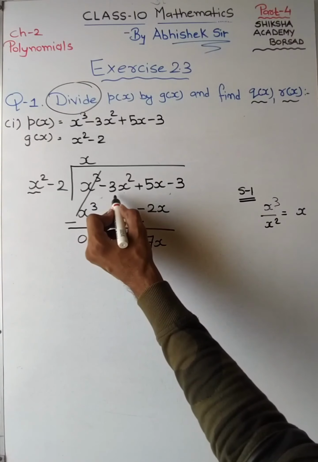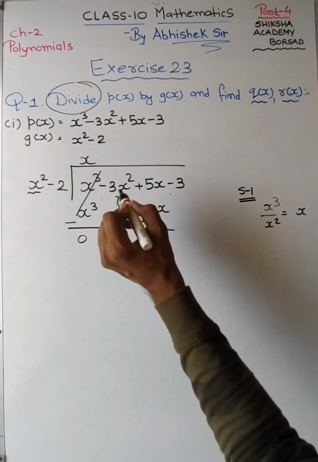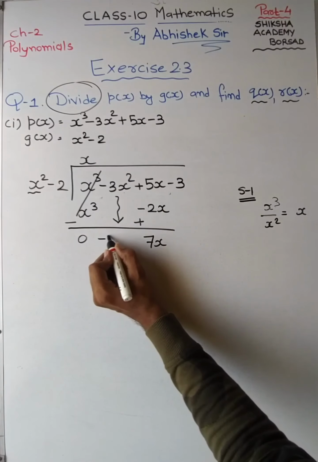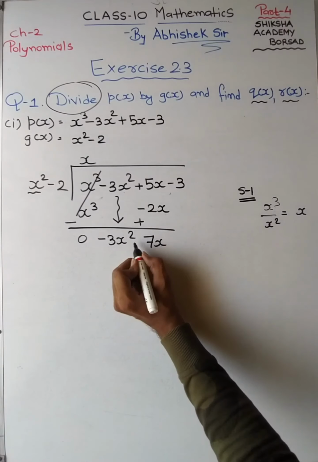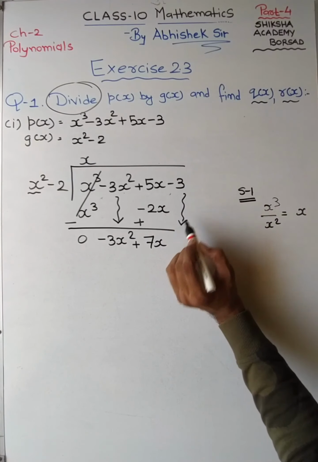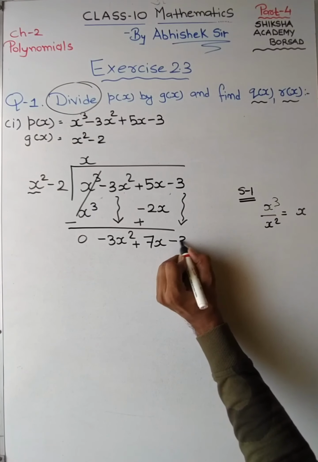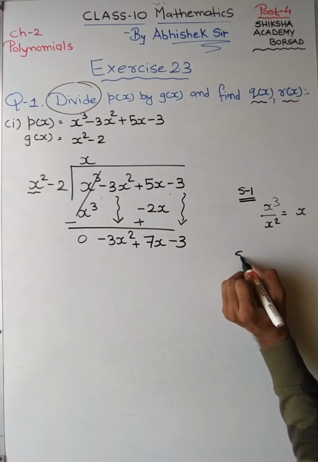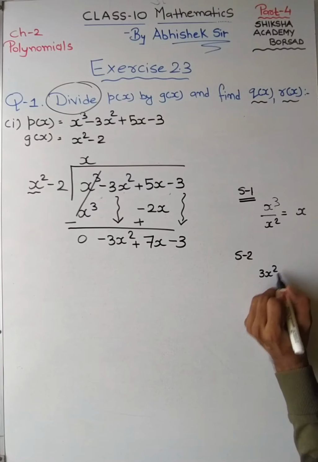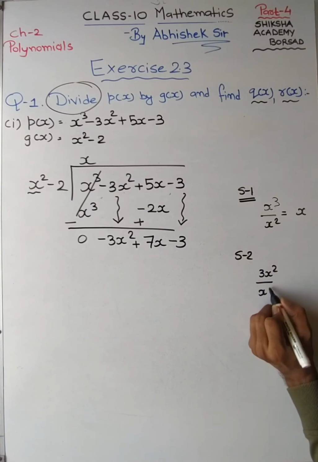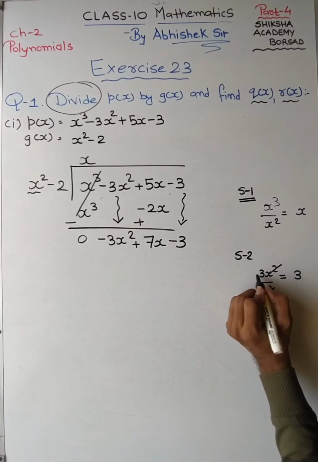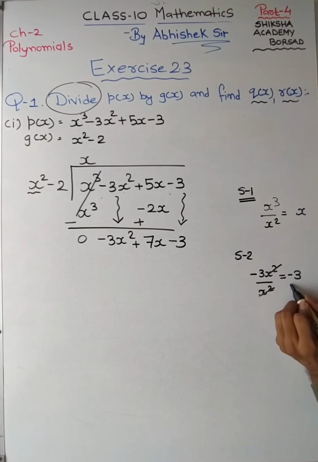Alright, now this term is unutilized, so you will be repeating this term over here. So this is minus 3x square. Here it is plus 7x, and as per our rule we have to repeat the next term as well. Okay, so step number 2. This is the first term, that is 3x square, upon the first term of the divisor, x square. x square gone, only 3 is remaining, and don't forget the minus sign. So right now it is minus 3.